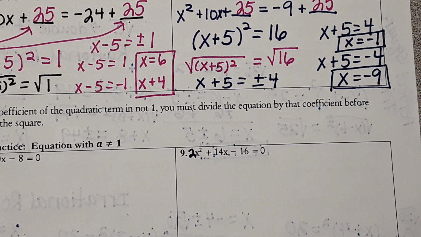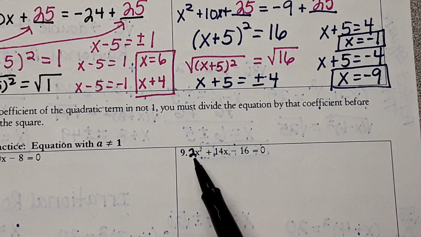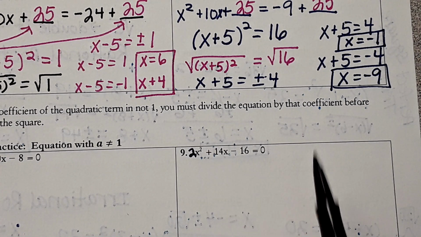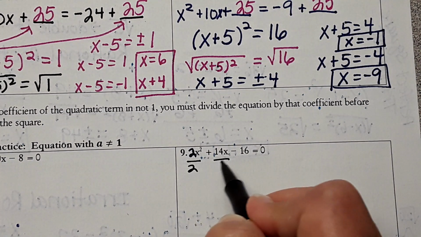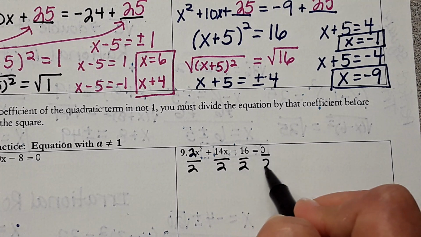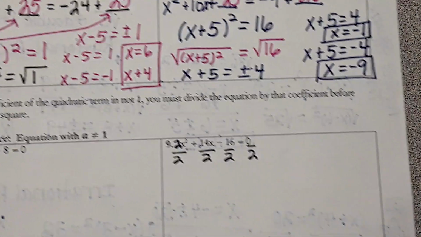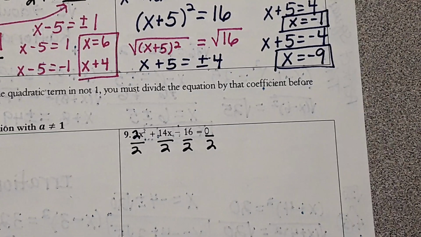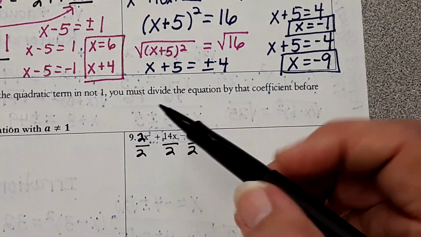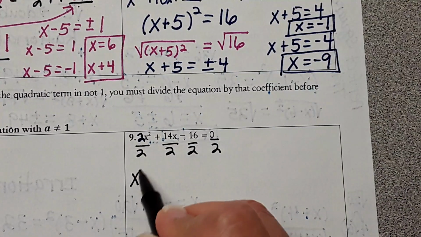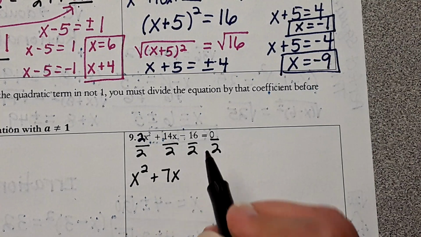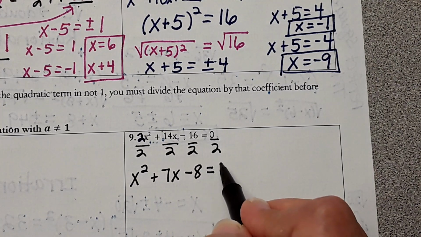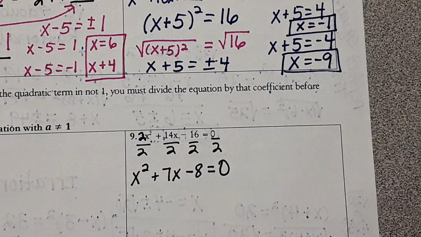So what we're going to do is divide everything by a. That's the first thing you need to do. So if a is not 1, we have to divide everything by 2. I know I skipped number 8, but I'm going to come back to it, because that one's a fraction, and so this one works out a little bit better. So I'm left with x squared plus 7x minus 8 equals 0. Well, this one's going to be a fraction too, but not nearly as bad.